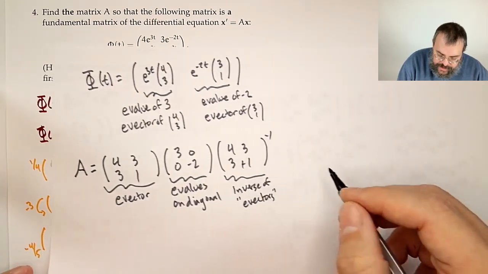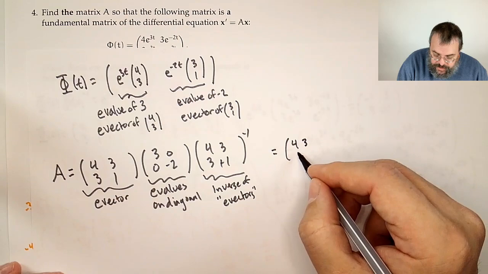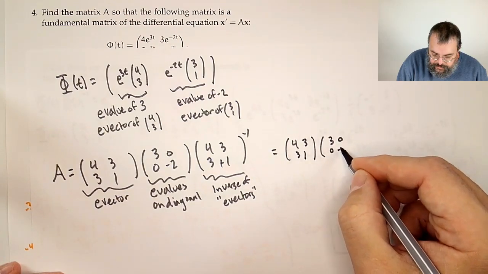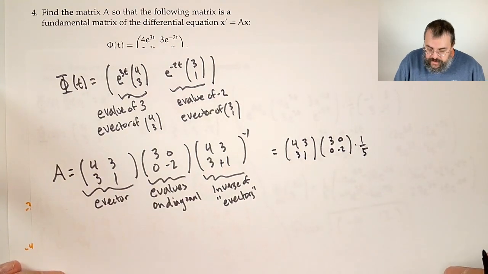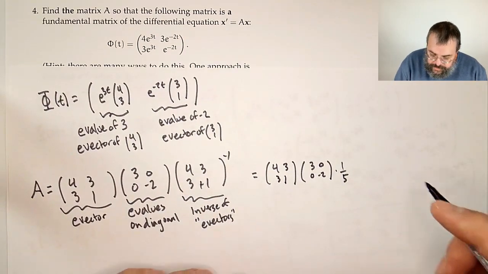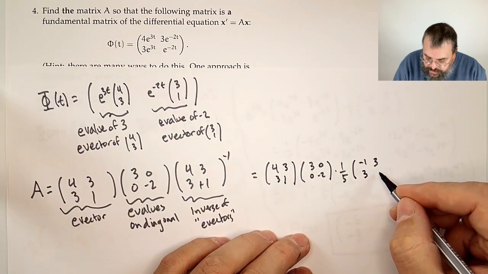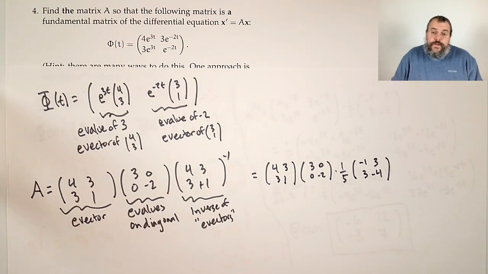So we're just going to copy here. So we have our [4, 3; 3, 1], our [3, 0; 0, -2]. And here is our 1/5. And so I'm just going to copy here. And we would have our [-1, 3; 3, -4]. And now you go through and carry out the matrix multiplication.